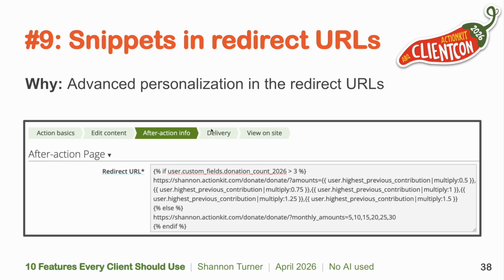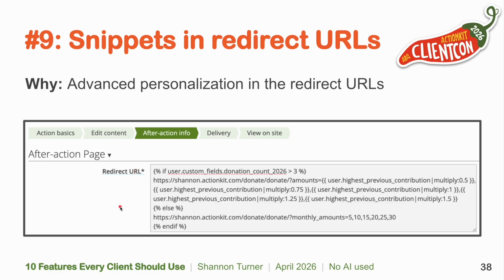Number 9 is snippets in redirect URLs. And for the longest time, redirect URLs had to just be a plain URL. You could redirect from the survey page to a donation page after a user took action, but that was the extent of it. And a lot of you asked about adding snippets to the redirect URL that you'll find on your page's after action info screen. And we added this as a feature pretty recently.